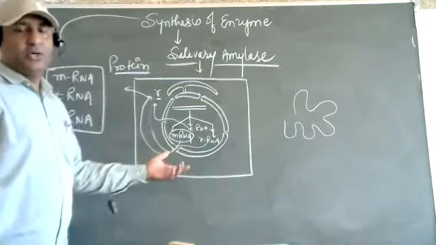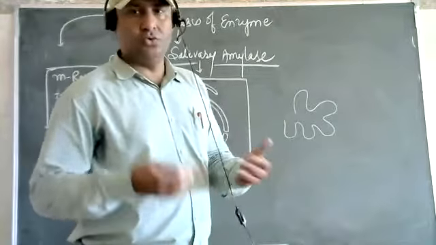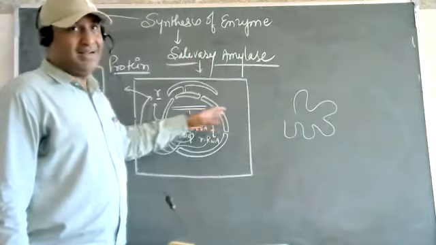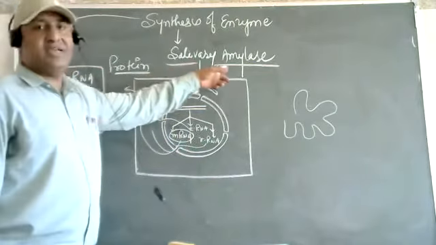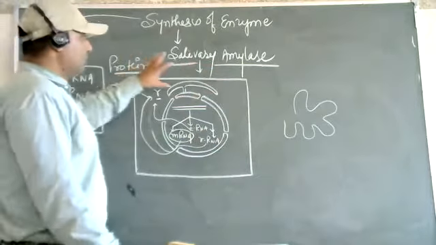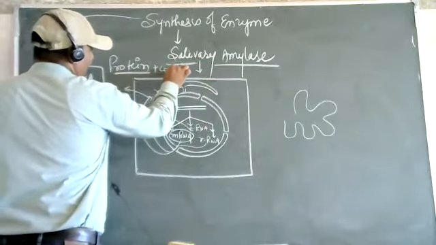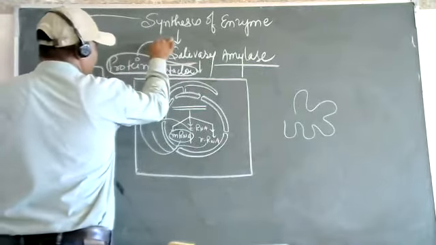mRNA is the coded information of DNA. That means the DNA informs the mRNA that you go and prepare protein for the salivary amylase. So mRNA travels into the cytoplasm and prepares the protein for only the salivary amylase. Now after the formation of protein for the salivary amylase, the cofactor joins and forms the enzyme, which is salivary amylase.